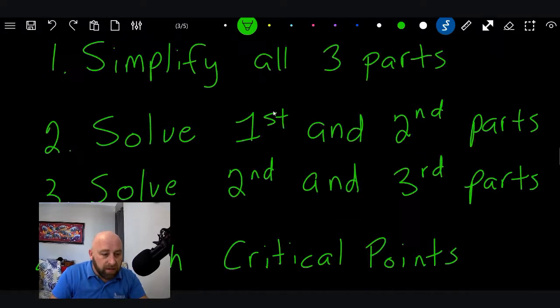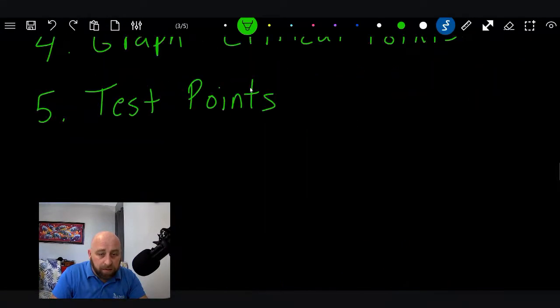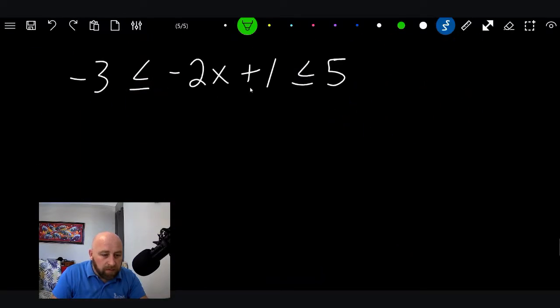Let's go back to the steps. Simplify all 3 parts. That's step number 1. So I want to simplify this. Well, look, simplified. Also simplified. I can't add the 1. I can't do anything with the -2. There's nothing to distribute. I'm good there. And look here. Also nothing to do. Awesome. Step number 1 is done.